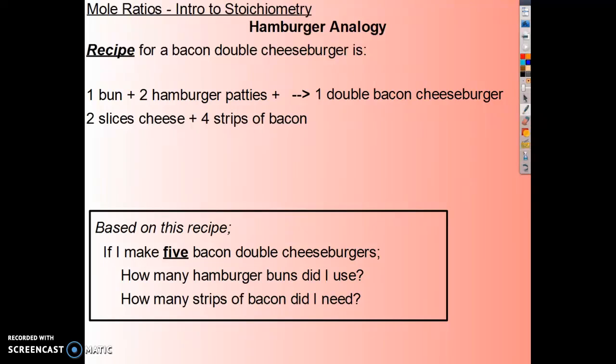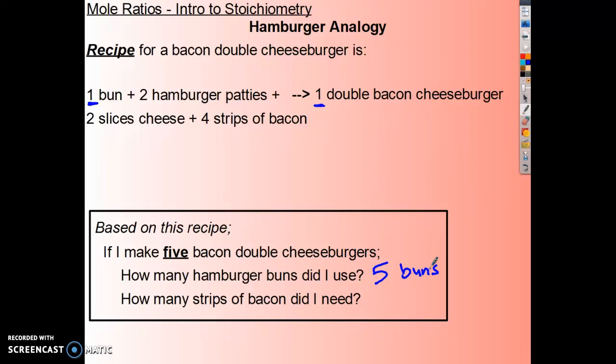Now this would be like a synthesis reaction because we're taking a whole bunch of pieces and putting them together to make one thing. So if I have my recipe and I ask you, if I make 5 double bacon cheeseburgers, how many hamburger buns did I use? Well, we know that to make 1 double bacon cheeseburger, we needed 1 bun. So for 5 double bacon cheeseburgers, we should use 5 buns.